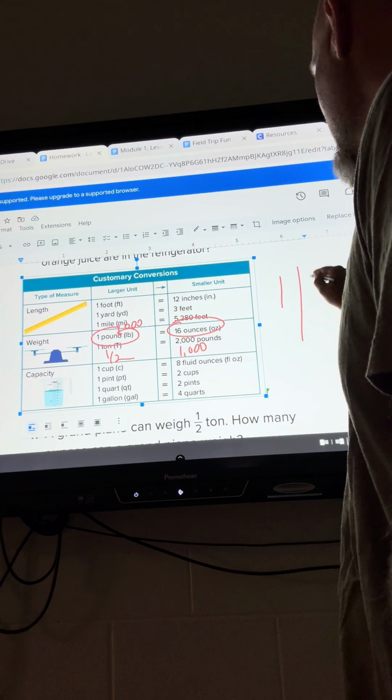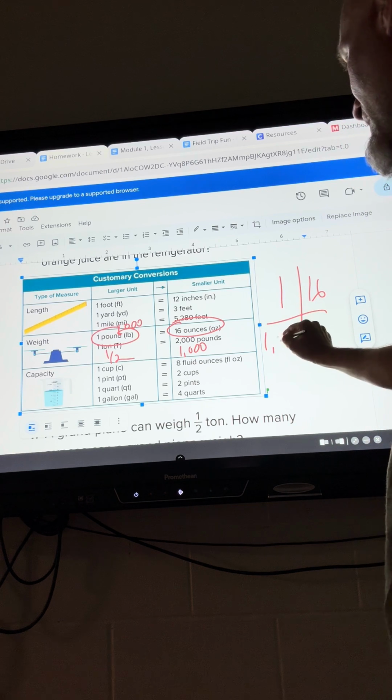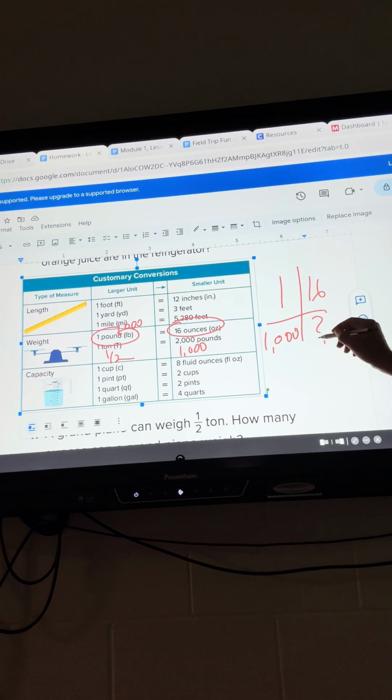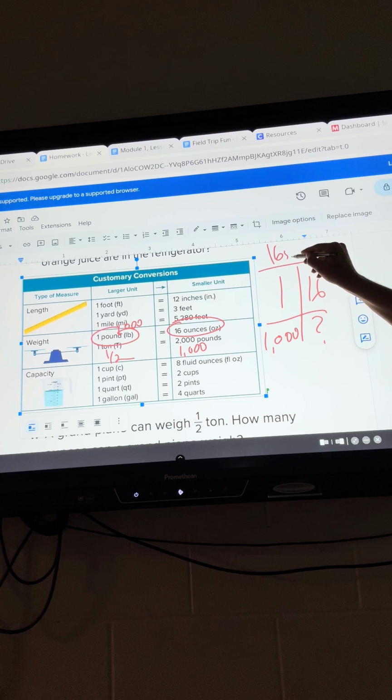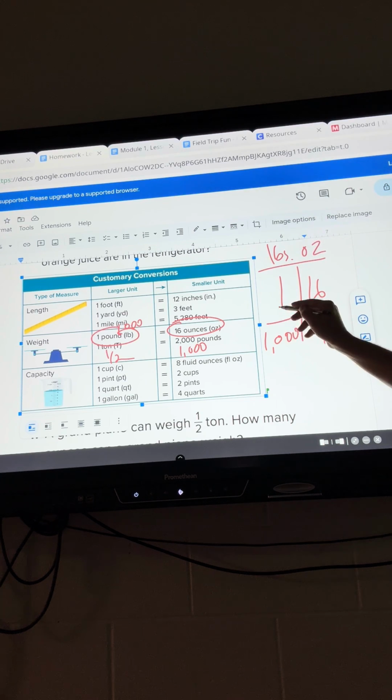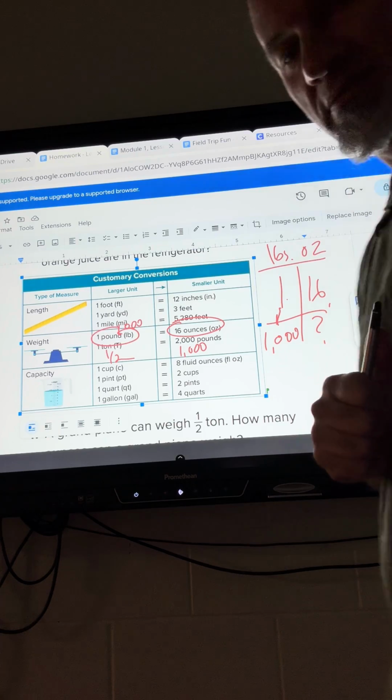So 1 pound is 16 ounces. What would 1,000 pounds be in ounces? This is pounds, this is ounces. What would we have to do to go from 1 to 1,000? You would do the same thing to the ounces.